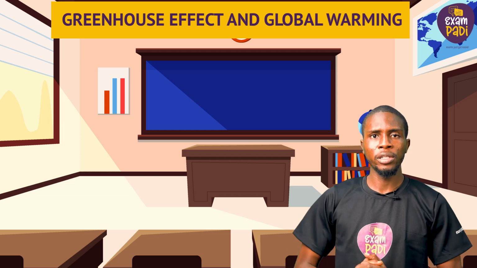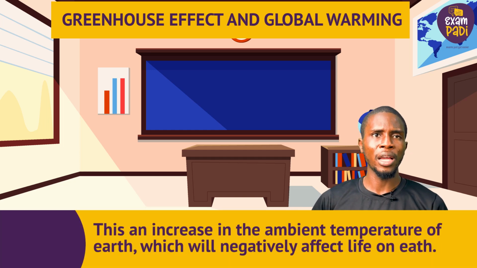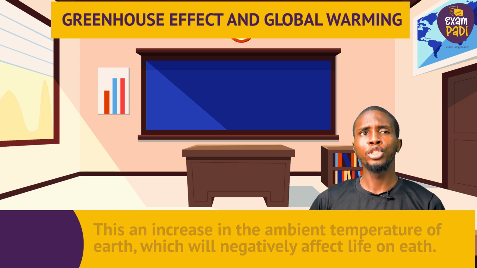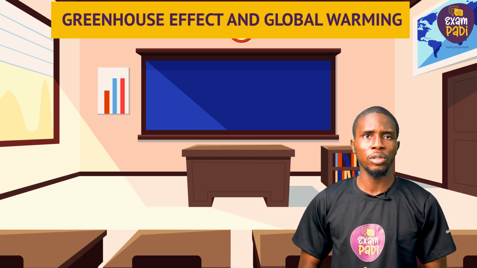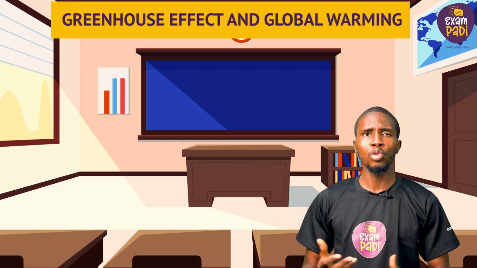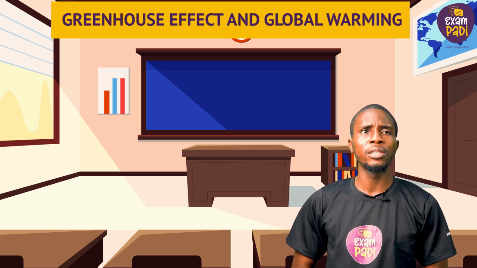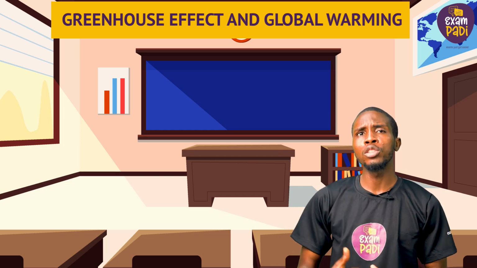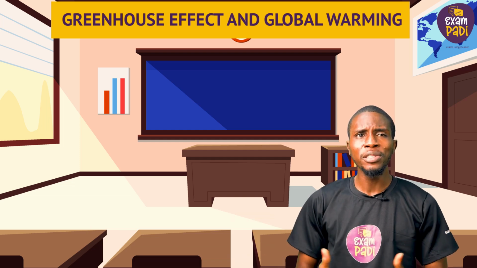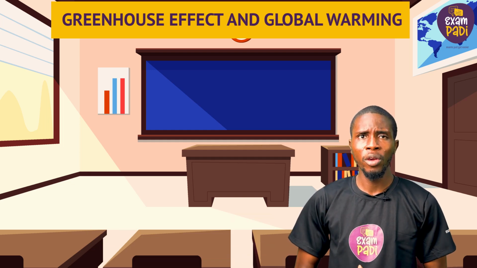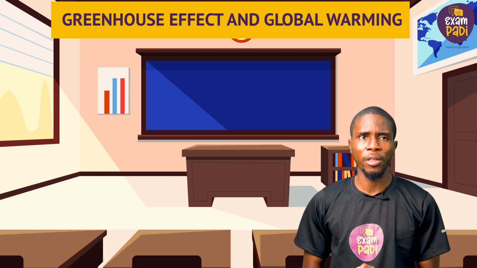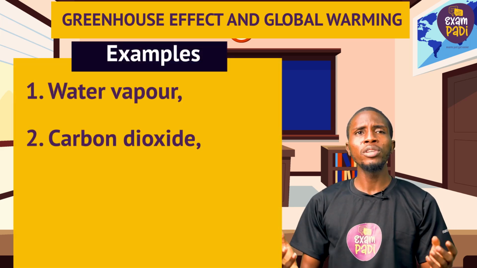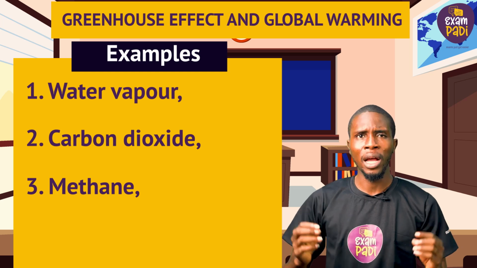What do you understand by greenhouse gases? Global warming is an increase in the ambient temperature of Earth, which will negatively affect life on Earth. Do you know that excessive burning of fossil fuels, such as petrol, coal, and so on, has resulted in an increase in the number of greenhouse gases in the atmosphere, resulting in a phenomenon known as global warming? The following are examples of greenhouse gases: water vapor, carbon dioxide, methane, and ozone.